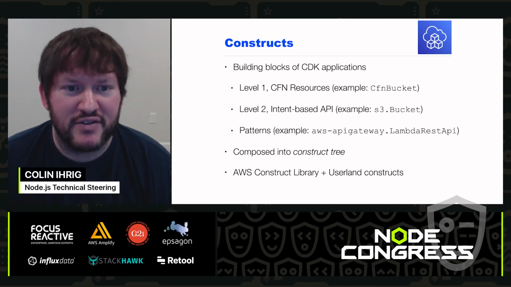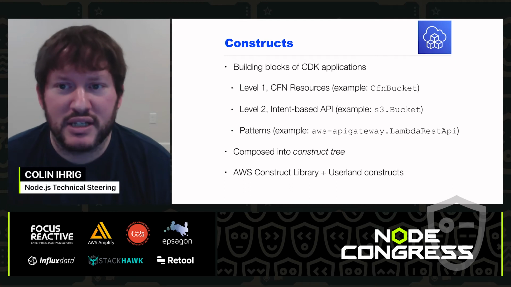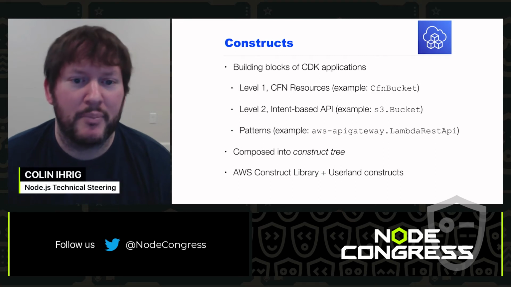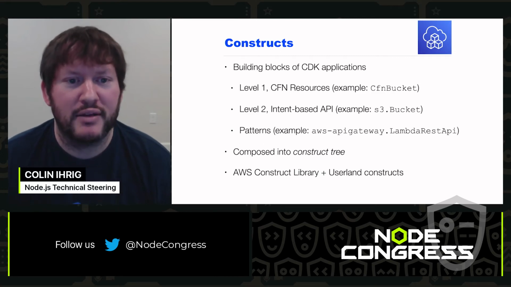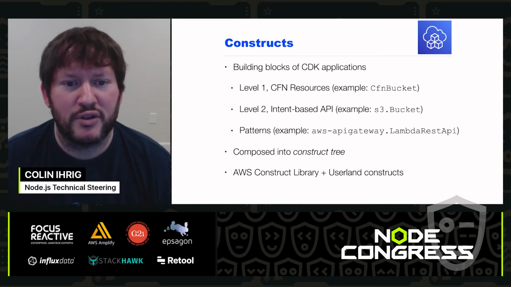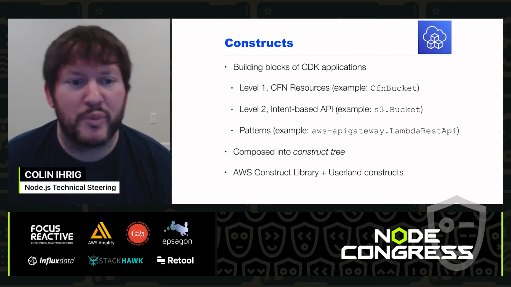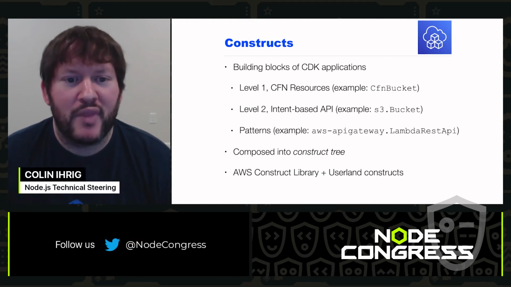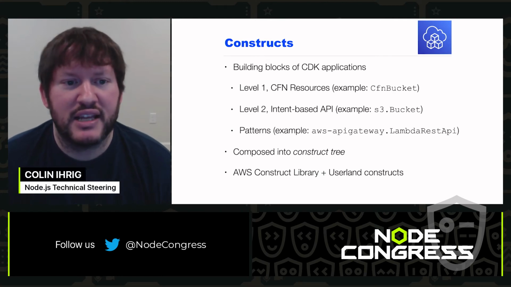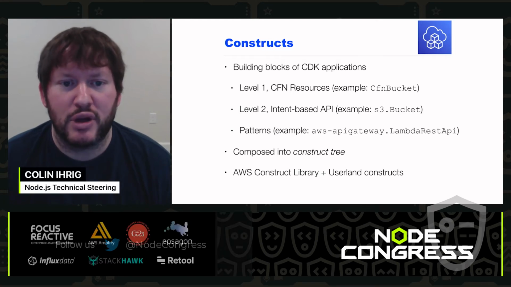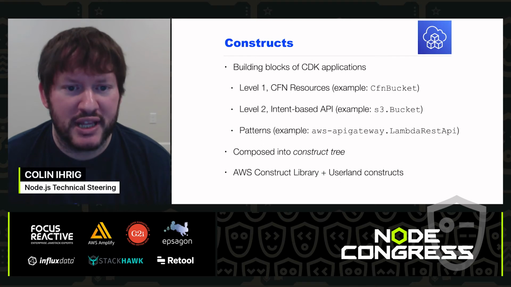And what it does is it gives you these building blocks called constructs. Constructs are the way that you build and compose together CDK applications. And there are a variety of different types of constructs at different levels. So for example, the level 1 constructs are basically CloudFormation resources. CFN here stands for CloudFormation in shorthand. So for an example, there is a CDK construct called a CloudFormation bucket. And this is just as bare bones a wrapper around CloudFormation as you can get.